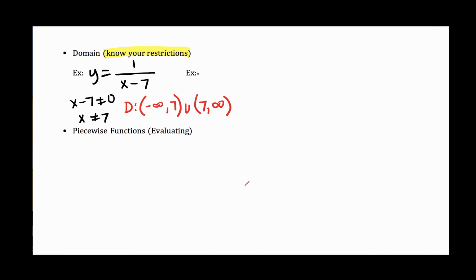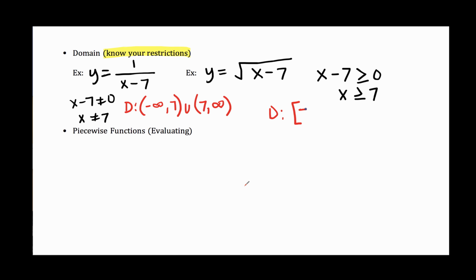Another restriction we learned about is with radical functions. Suppose we have y equals the square root of x minus 7. My restriction here is that x minus 7 can't be negative. Therefore, it has to be greater than or equal to 0, which means my x's have to be all greater than or equal to 7. So my domain in this example would be all real numbers that are greater than or equal to 7. And we notate that with our brackets. So everything from 7 to infinity.